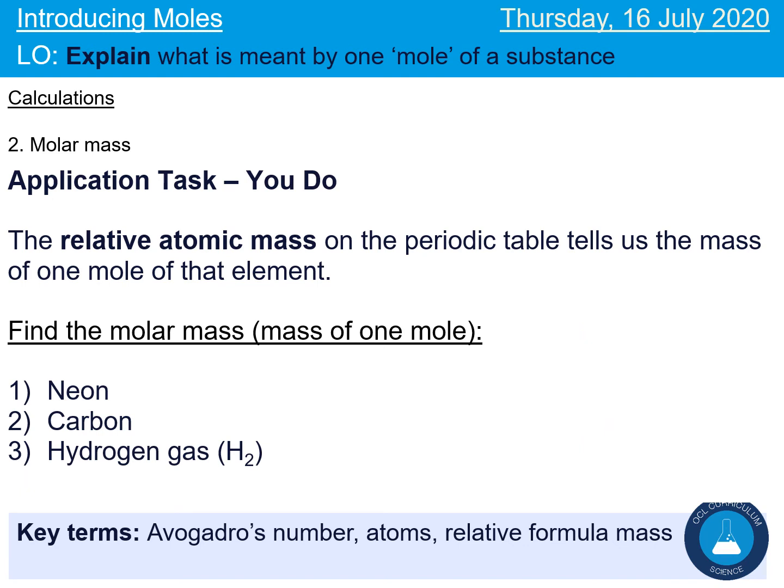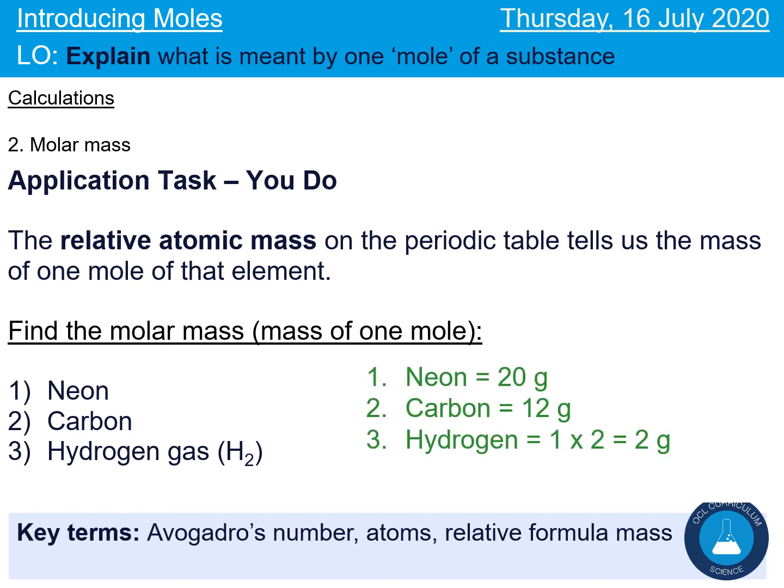Pause the video and work out questions 1 to 3 using your relative atomic mass in your periodic table and your calculator. Remember again that number 3, hydrogen gas, is a diatomic molecule. Let's see if you got it right. Remember, all of these are 1 mole of each substance. Make sure that you don't forget to put grams as your units for your molar mass.